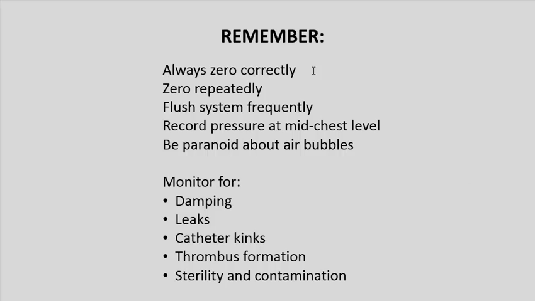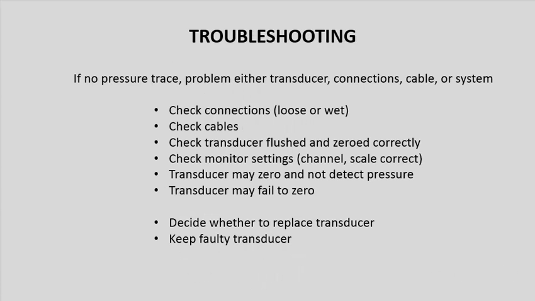So remember, always zero correctly, always zero repeatedly, flush the system frequently, record pressure at mid-chest level always, be paranoid about air bubbles, and keep monitoring for damping, leaks, catheter kinks, thrombus formation. If you kink the catheter and you get a little obstruction to flow, you can form a thrombus, and that will be evident as damping. And always, it may not be your role to prepare the systems, but be aware of sterility and contamination, always.